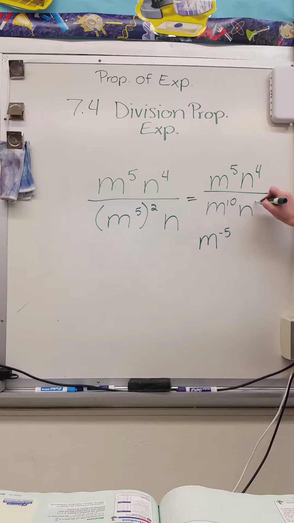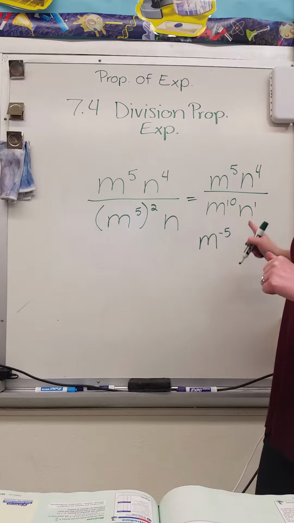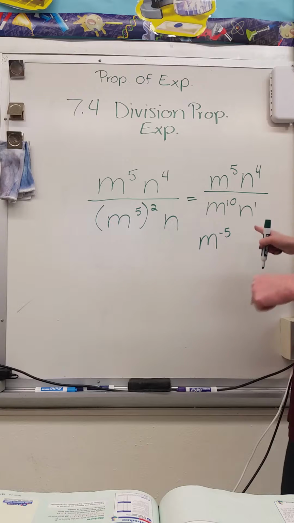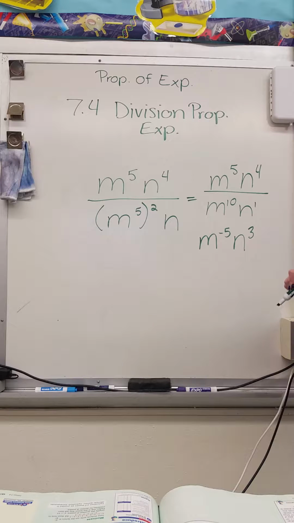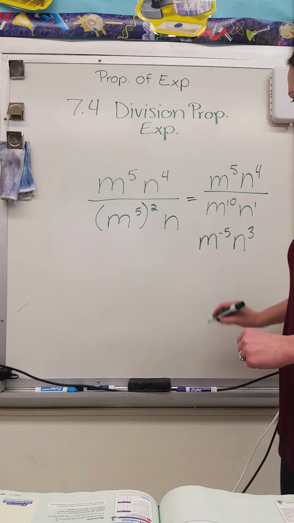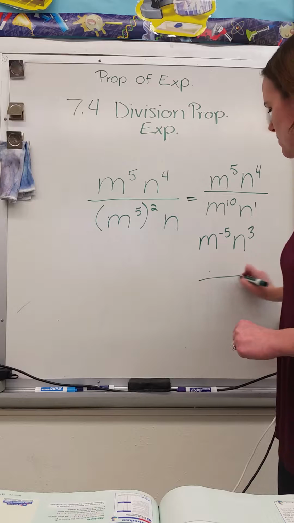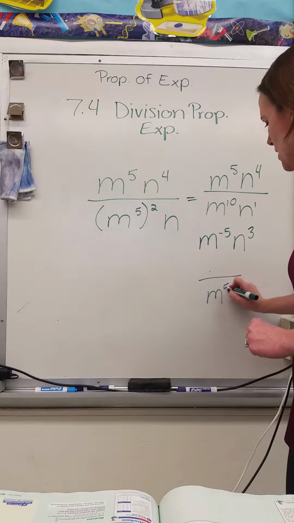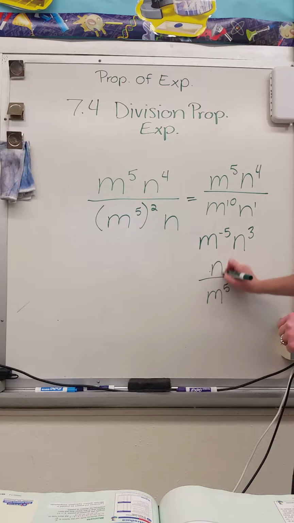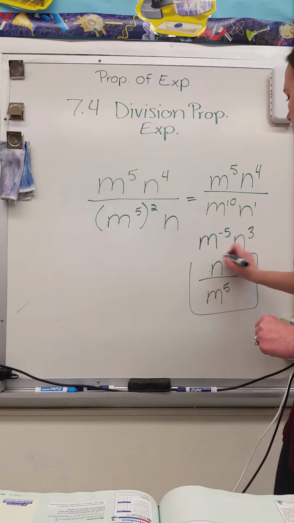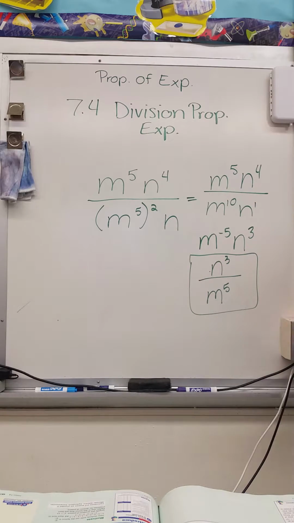This n is like an n to the 1. If you want to put the 1 there, you can. So n to the 4th minus n to the 1 would be n to the 3. The last step is that you've got m to the negative 5, which means it's going to go down in the bottom of the fraction, and n to the 3rd is going to stay up top. So that's what your final answer to this problem would look like. It's n to the 3 over m to the 5.